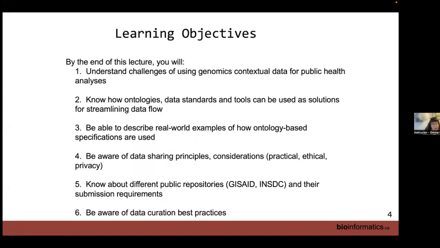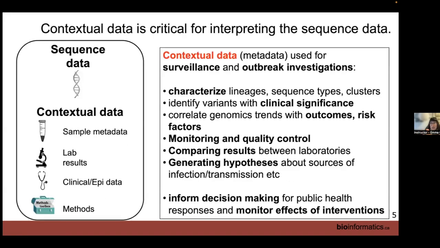So over the next hour, we hope that you will better understand the challenges of using genomics contextual data for public health analyses, know how ontologies, data standards, and tools can be used as solutions for streamlining data flow, be able to describe some real-world examples of how ontology-based specifications are used, be aware of data sharing principles and different practical, ethical, and privacy considerations, know about different public repositories and their submission requirements, and be aware of some general data curation best practices. Okay, so let's dive into the material.